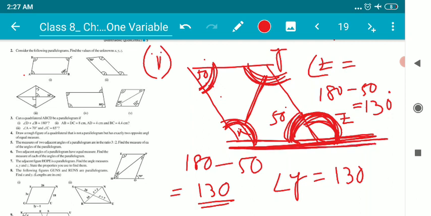So in order to find z, what we do, children, is just subtract 50 degree from 180 and we will get the measure of z. So I hope it's clear to everybody. If not, then please let me know. It will surely become clear to you all. I'll definitely explain these questions once again.